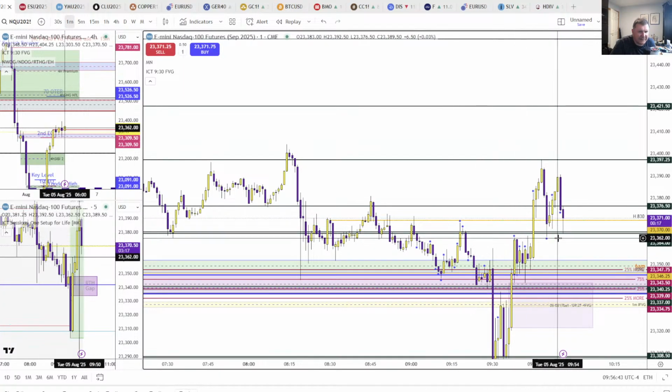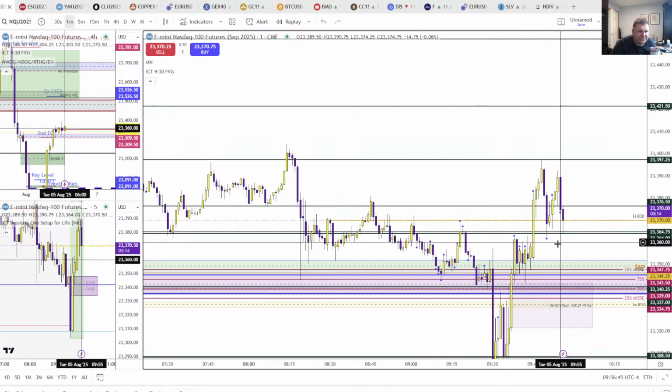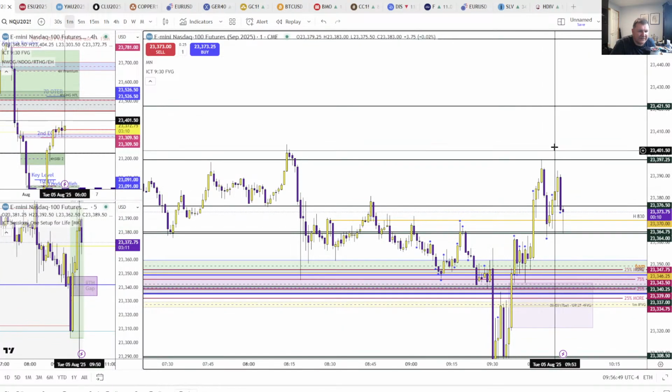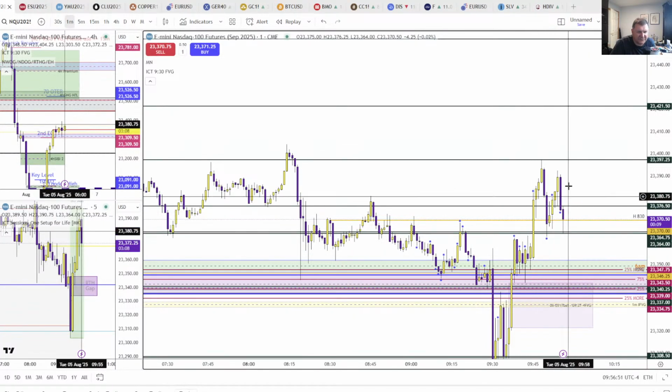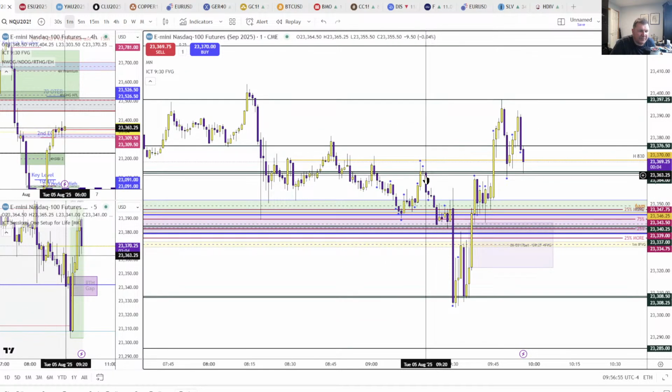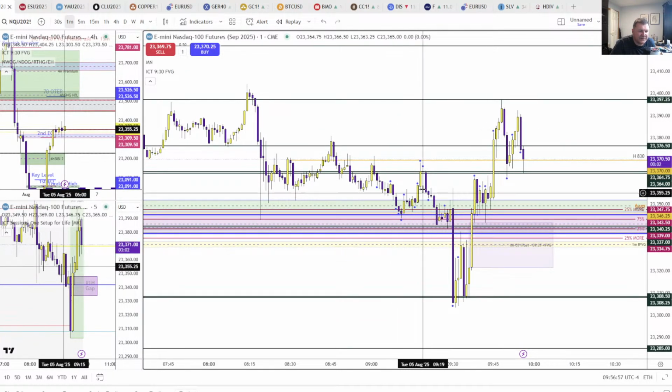Come back and tap that level one more time. Now for me, it's got to get back above here, and these candles to start going higher. Otherwise, you're just going to get bashed around inside a consolidation. And we've got this retest at these two levels right here.